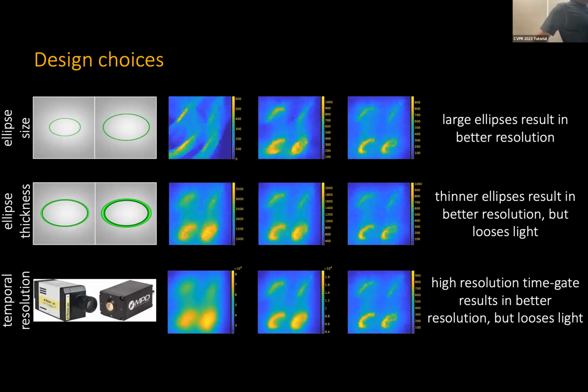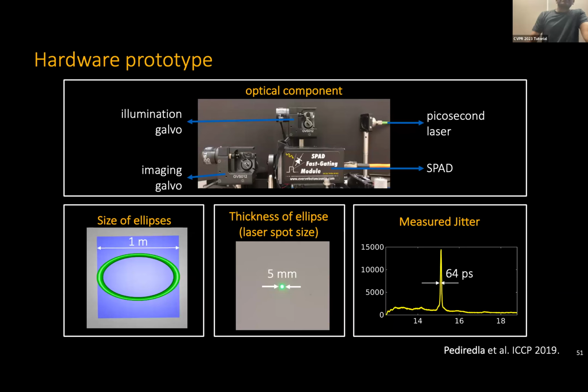One thing we observed was, if we increase the ellipse size, the reconstruction results, or the image results, improve significantly. This is similar to how, when you use a large lens, the diffraction blur decreases. Large lens gives you better resolution, and large ellipses also give you better resolution. If we decrease the thickness of the ellipse, or increase the temporal resolution of the camera, we get better results, but at the cost of losing light. So there is an SBR to SNR kind of trade-off that happens in this case. So using these learnings and with these trade-offs in mind, with the things that are available in the lab.